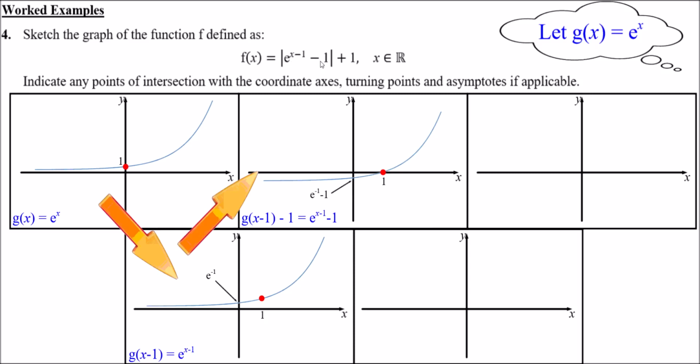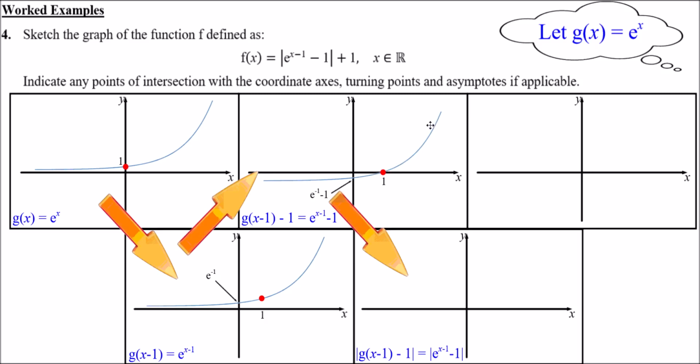Now, all this here, we take the mod of all of that. So now consider the graph of the mod of all of this. So what would the modulus of g brackets x minus 1 minus 1 look like? In other words, the graph of the mod of e to the x minus 1 minus 1. Well, anywhere where the graph is non-negative will stay looking as it is. Anywhere underneath the x-axis, though, is reflected in the x-axis. So this bit underneath will go like this, and this curving bit here will stay the same.